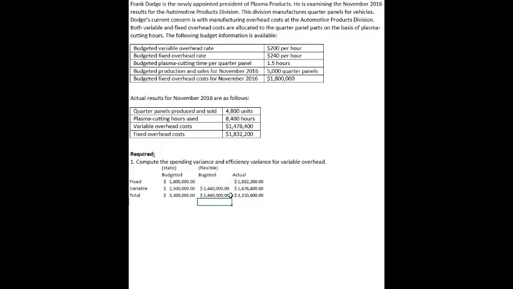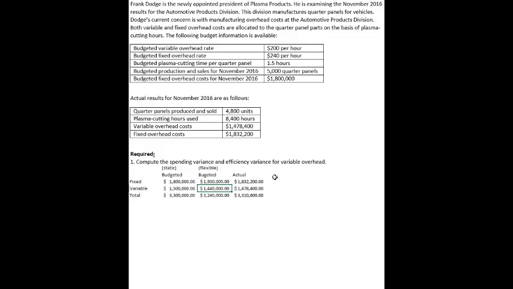Now our fixed overhead, and this is harder to understand because you'd think fixed costs are fixed regardless of the level of activity. However, that's not true because we know at some point we can sell machines if we're not at capacity, and we can buy new machines, hire supervisors, fire supervisors, and so on and so forth. And so we'll calculate the flexible budget amount for the fixed overhead. And the flexible budget amount for the fixed overhead is not 1.8 million. It's the 5,000 quarter panels times the same 1.5 hours per quarter panel times the $240 of fixed overhead.